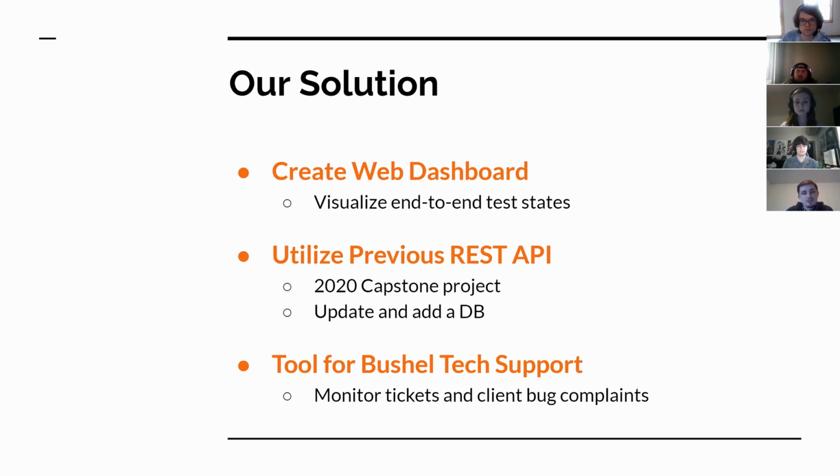To help accomplish all this, we also utilized Bushel's last year's Capstone project, a REST API that also generates test data to run through Bushel systems. Modifications were made by us on this API as new endpoints and features were needed for our goals, as well as we added a database to the backend to store the past results. Overall, it was our hope that our final project could be used as another tool by Bushel's tech support team, as they're in charge of monitoring tickets and bug complaints for their app.